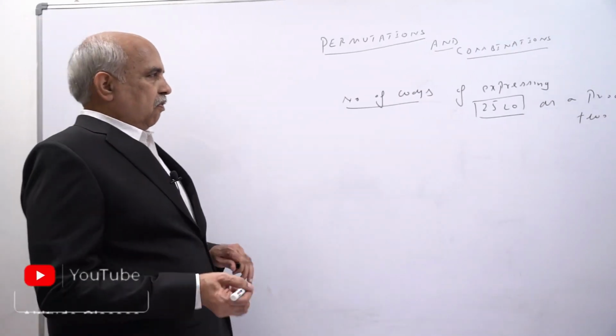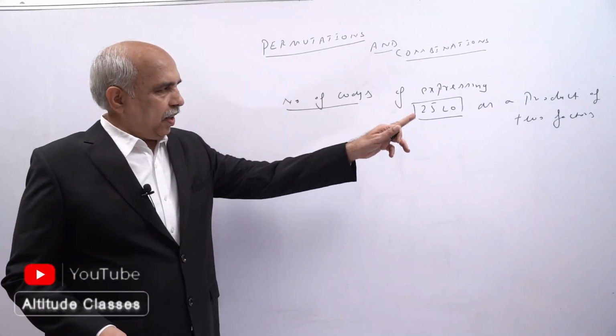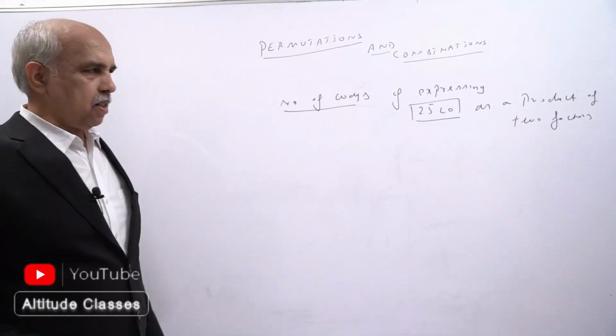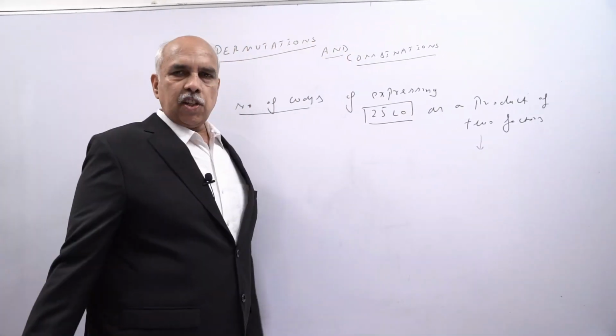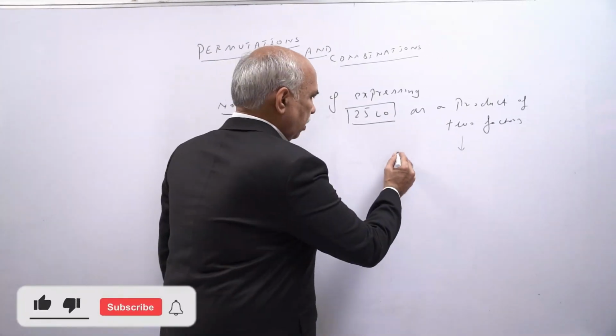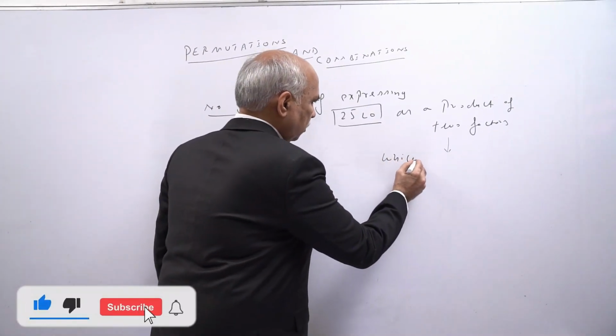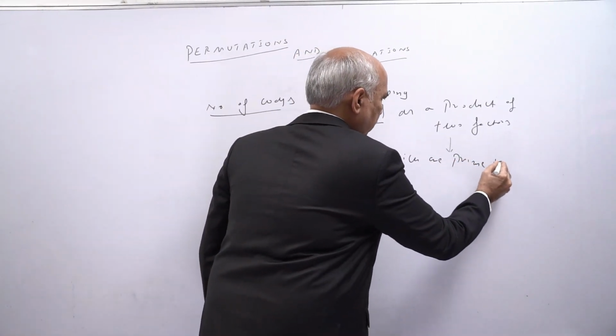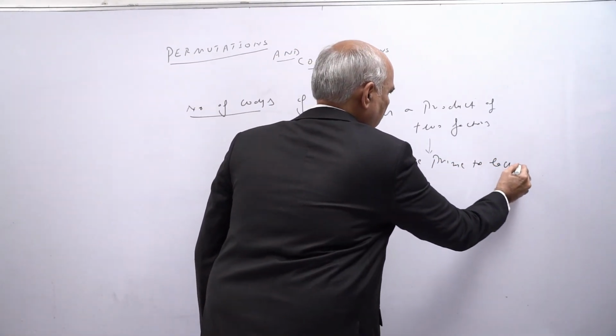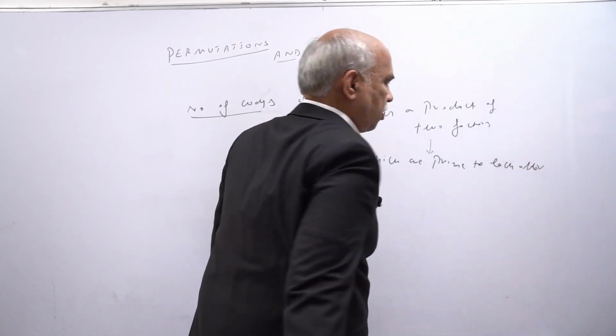Next question. Find the number of ways of expressing 2520 as a product of two factors, but I'll add a condition, which are prime to each other.